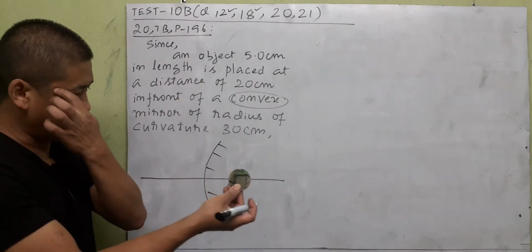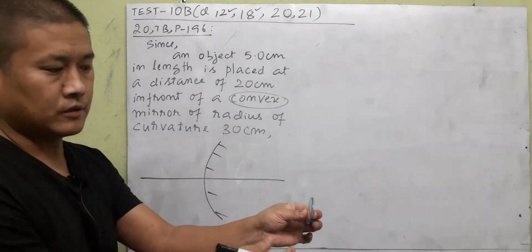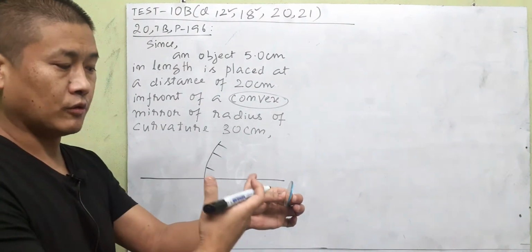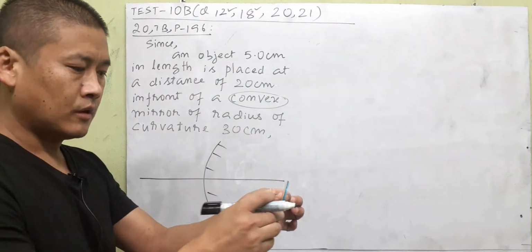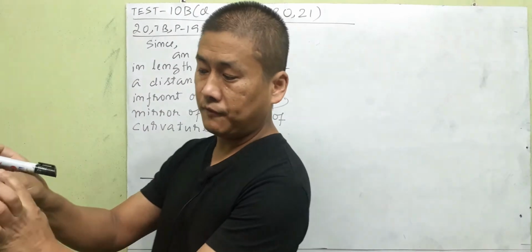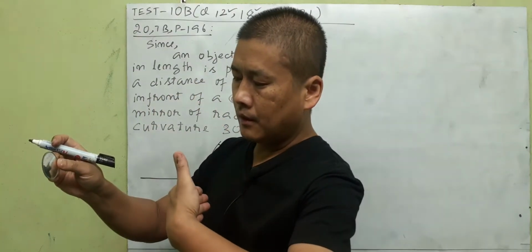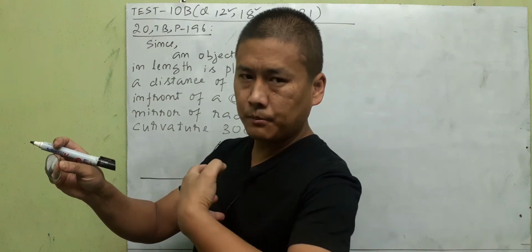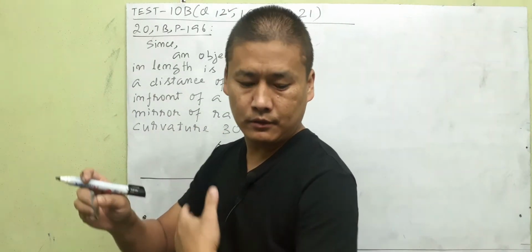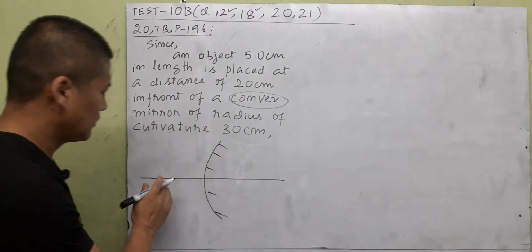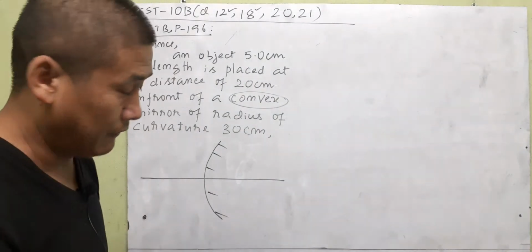This is a convex mirror, so we should place it like this, so that my face, which is the object, is on the left. We should not face the reflecting side to the right and put the object, my face, on the right. We will not do that, right? So like this, your object will be on the left.